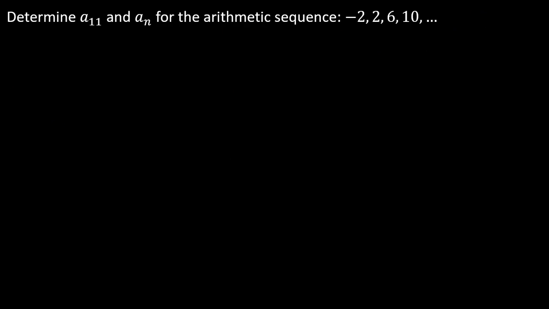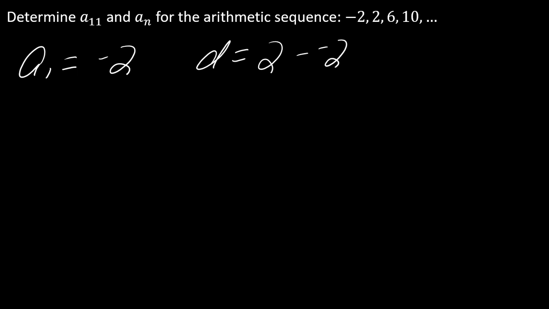Okay, let's say that I have this example. I want to determine a sub 11, the 11th term, and a sub n for this arithmetic sequence. The thing to notice in this sequence is that the first term is negative 2. And then if I want to find the common difference, I can take 2 minus negative 2, which is going to be 2 plus 2, which equals 4. So we have a common difference of 4.